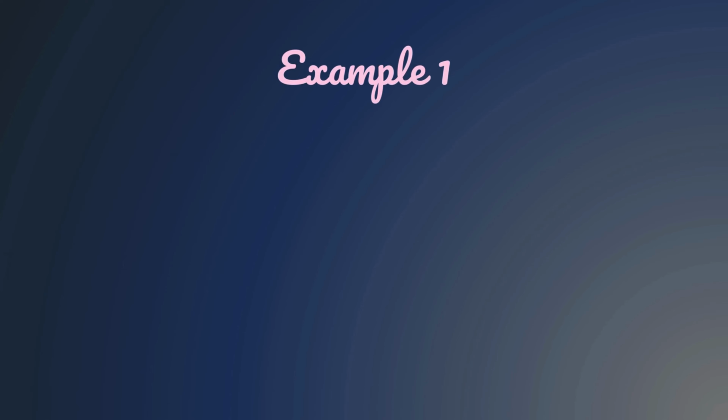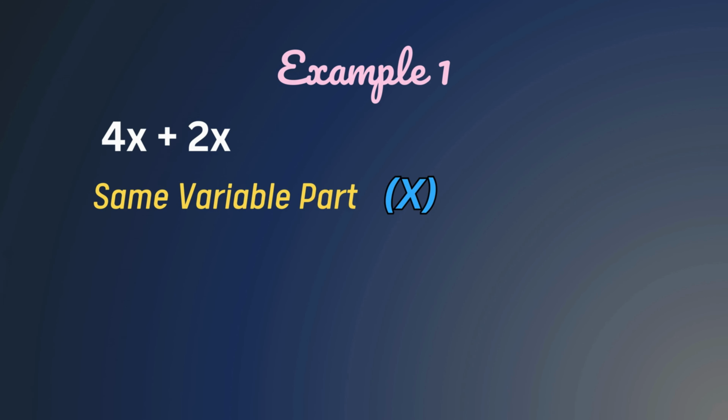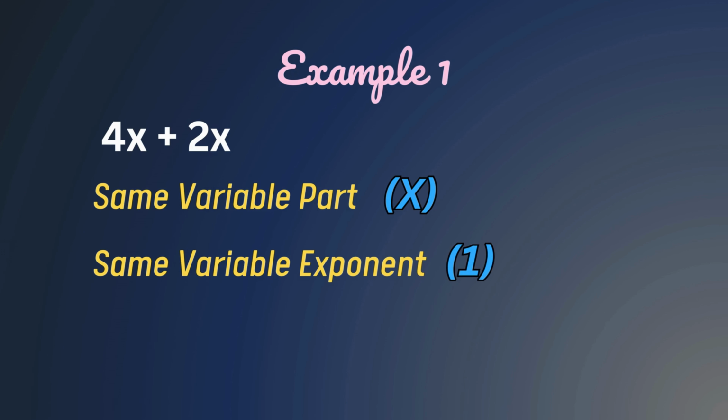Now, let's simplify some polynomials step by step. Here we have 4x and 2x. Are they like terms? Yep, the variable part of both terms is the same, which is x. And both the variables have the same exponent, which is 1. So we can combine them into a single term.